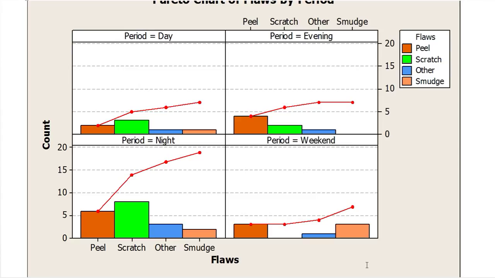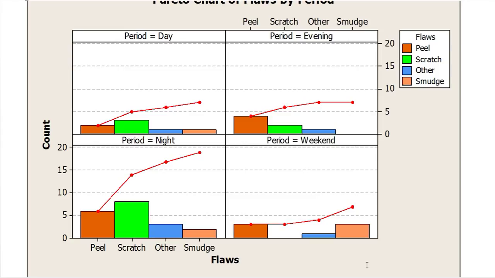Now, remember, a Pareto graph is used for categorical data or nominal data. So there's not an inherent order of peel, scratch, smudge, or other. Usually other is put last, although it's not in these. But peel, scratch, other, and smudge are the categories.